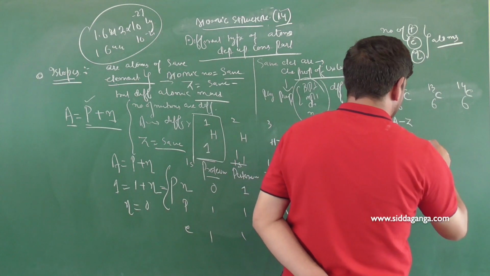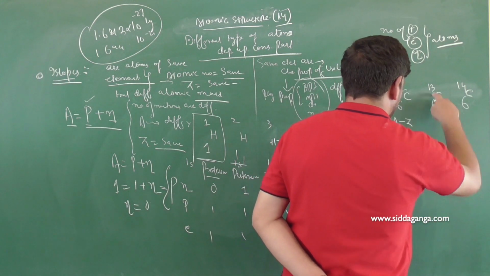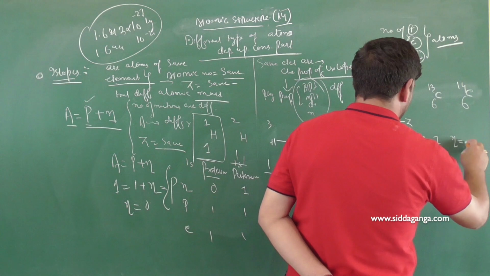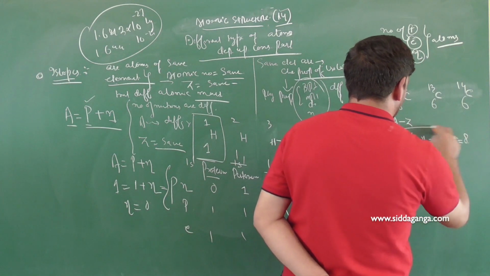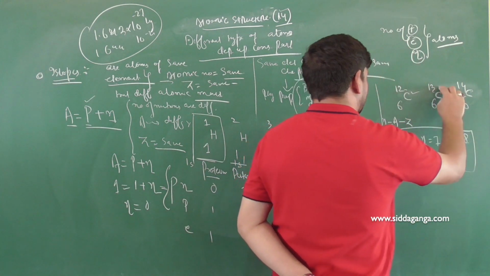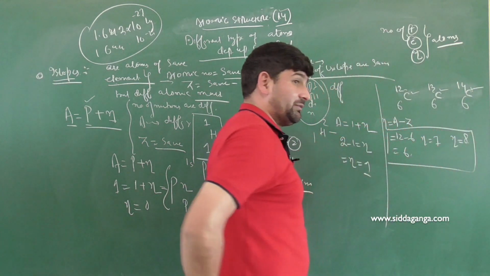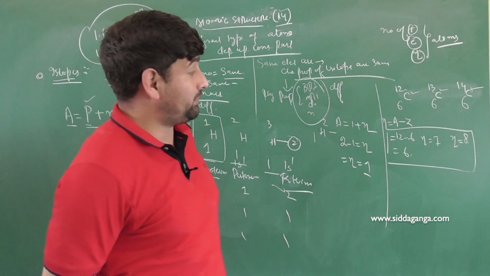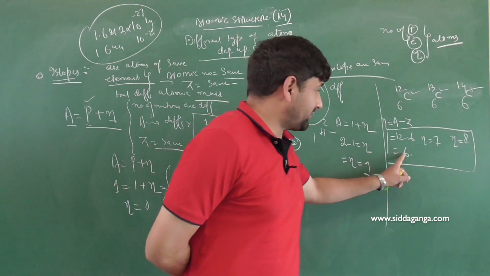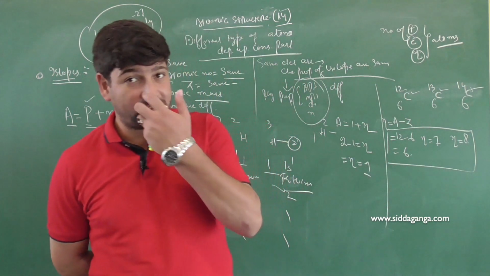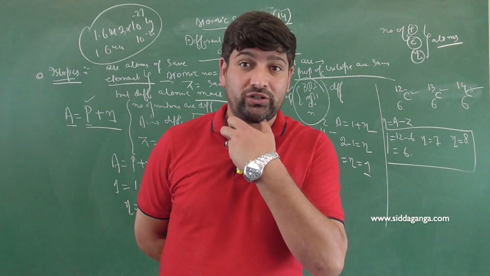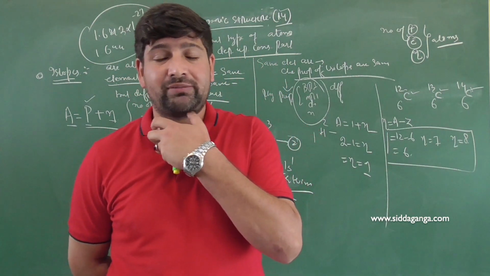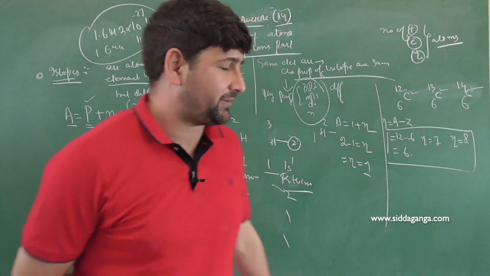Here, 13 minus 6. What is the number of neutrons here? 7. And what is the number of neutrons here? 8. So they vary in the number of neutrons, but their electronic arrangement is the same. Thus their chemical properties are not altered, but their physical properties will definitely be altered. So these are called isotopes. Isotopes differ in the number of neutrons, and due to this, their mass number is also different. Very good.